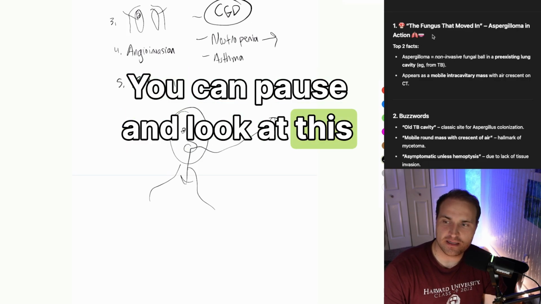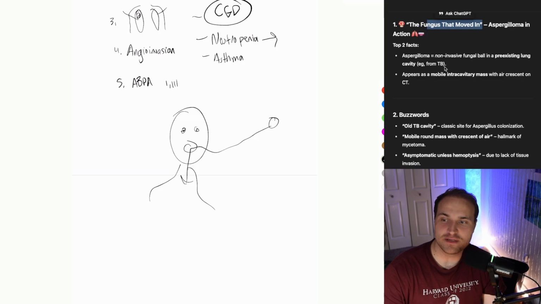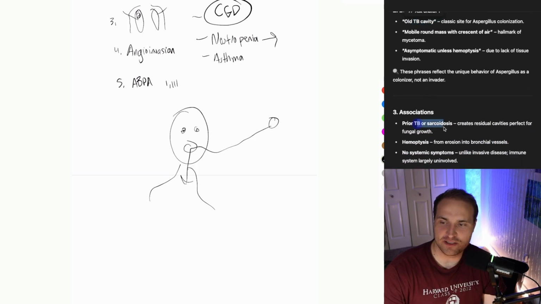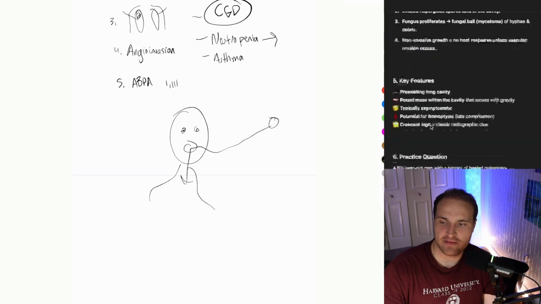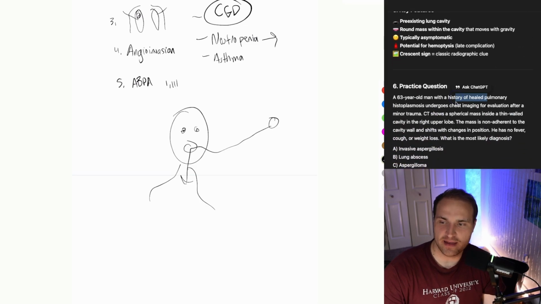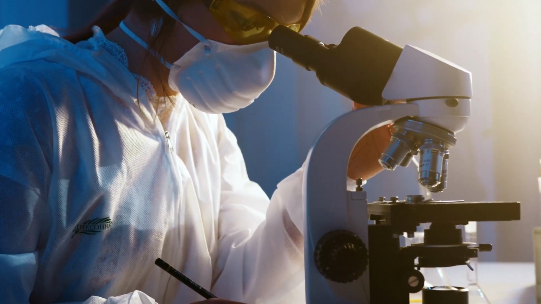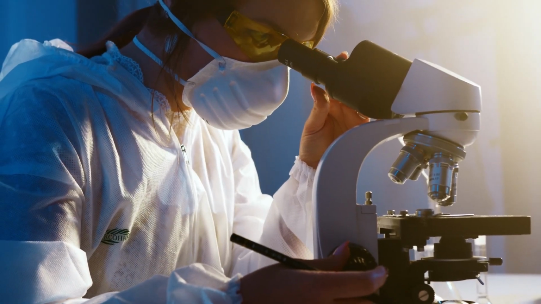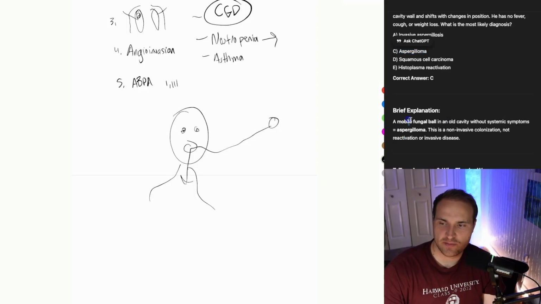You can pause and look at this if you want. The fungus that moved in, buzzwords, old TB cavity, associations, prior TB, hemoptysis, cavity. And here's our practice question. Got a man, healed histo, undergoes imaging. Now you have a spherical mass in a thin-walled cavity of right upper lobe. What's the diagnosis? Aspergillus. We got our fungal ball.